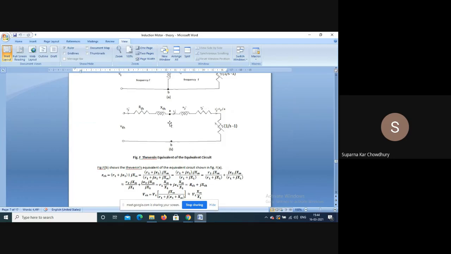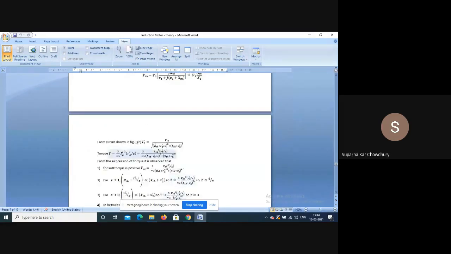Now in this equivalent circuit, it is easier because this is a series circuit. So from this equivalent circuit, the value of I2 dashed will be V Thevenin divided by the total impedance, that is the square root of (R Thevenin plus R2 dashed by S) squared plus (X Thevenin plus X2 dashed) squared. So torque is, here I have multiplied by 3 because whatever we are getting is per phase, so 3 phases: 3 by omega S into I2 dashed squared into R2 dashed by S.